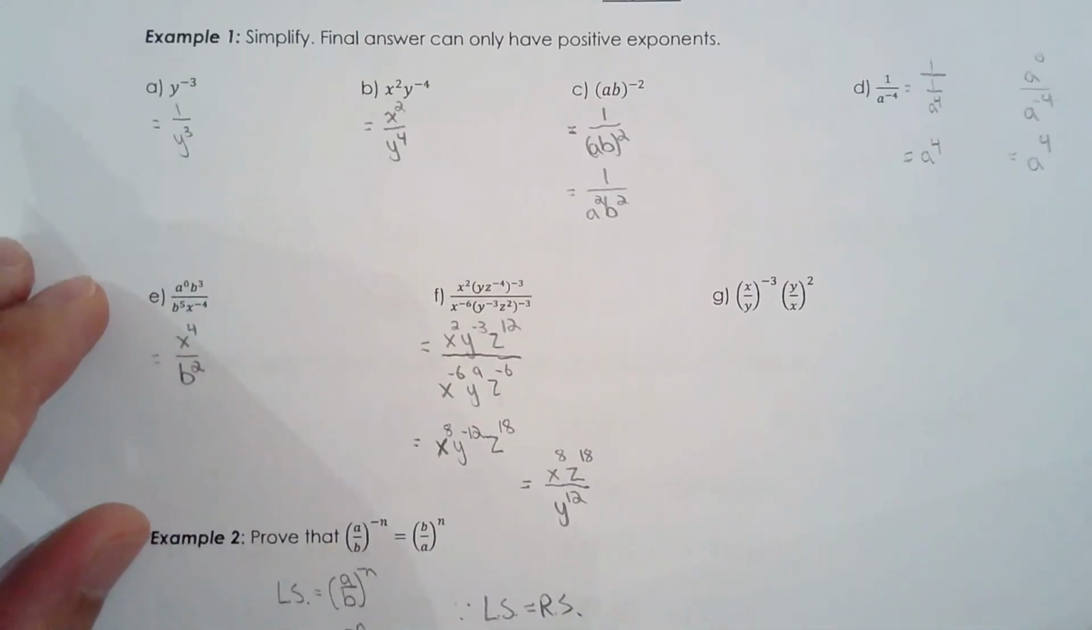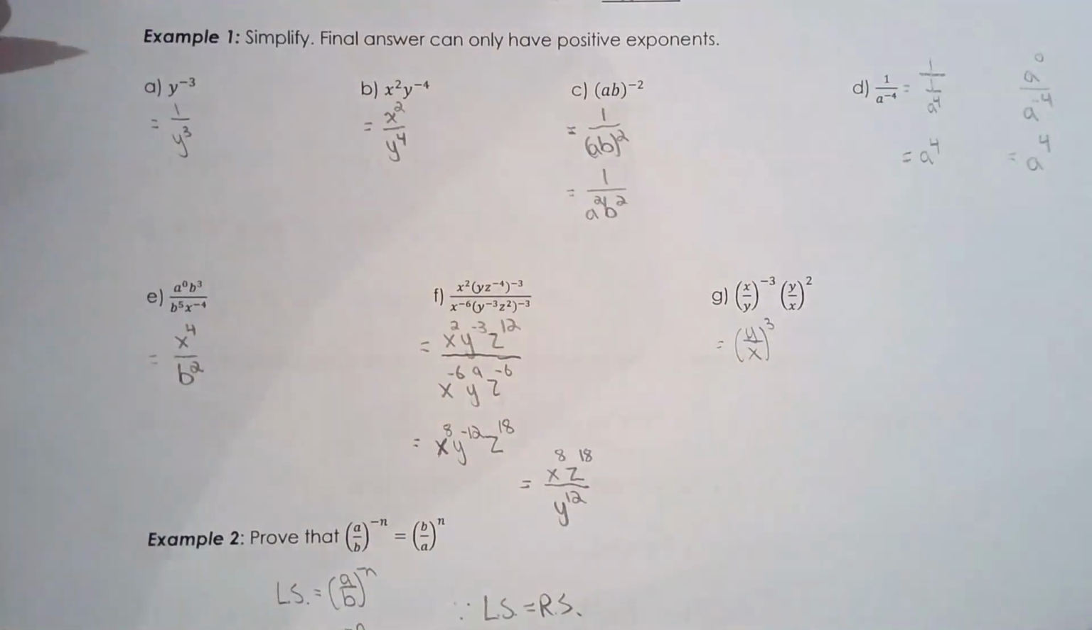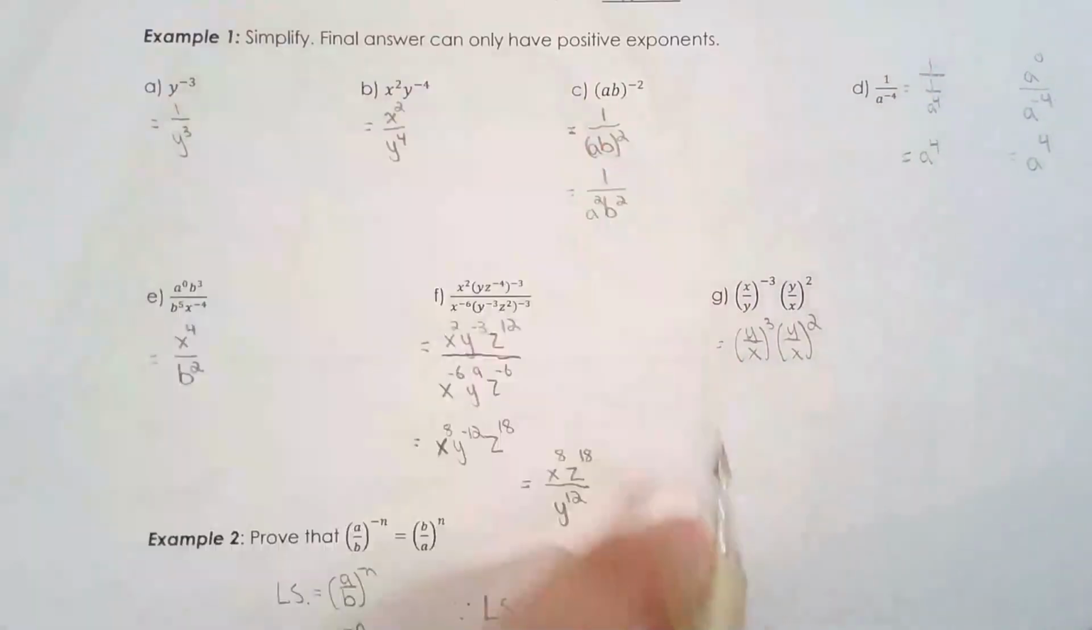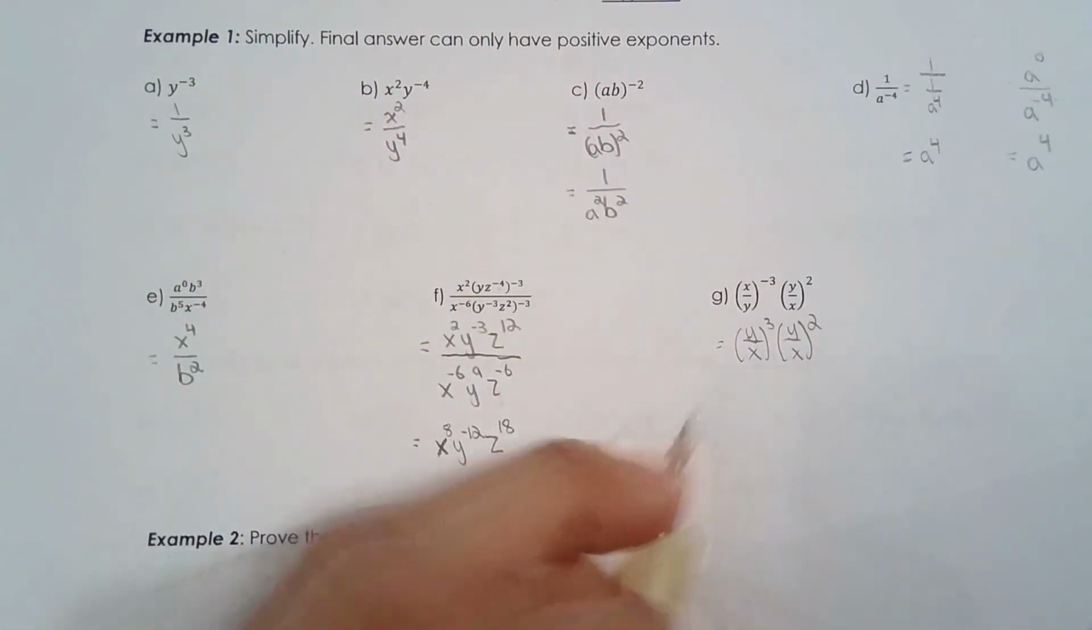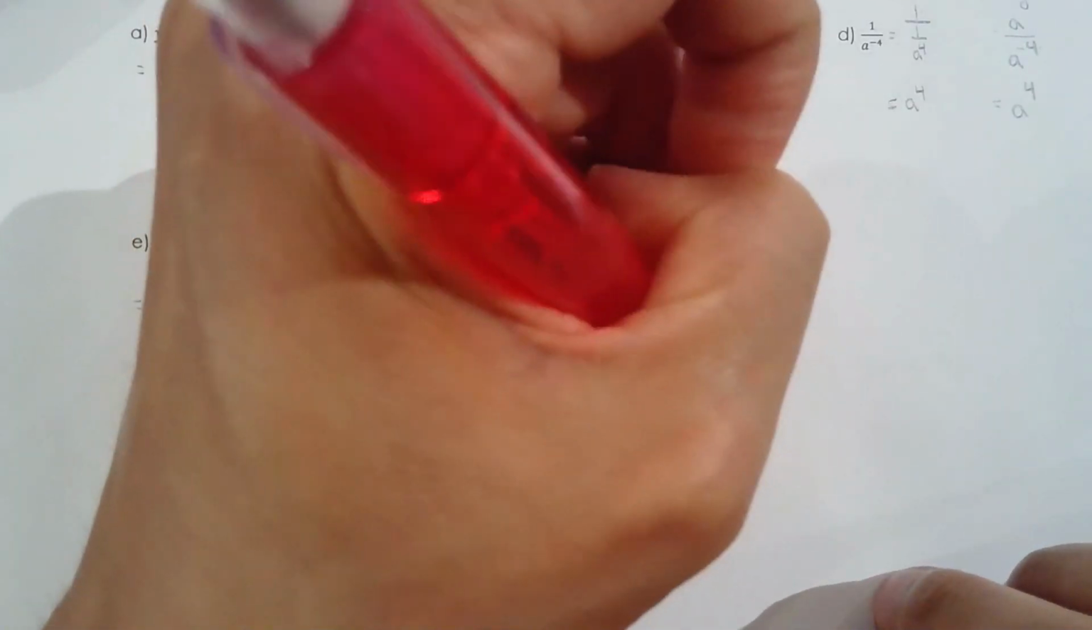So I'm going to make use of that, change this x over y to y over x, but now the exponent goes from negative 3 to positive 3. Y over x, the bases are the same, so I'm allowed to just add the exponents. Oops, oh my gosh, 2 plus 3, of course it's 5. And then y to the 5 over x to the 5.